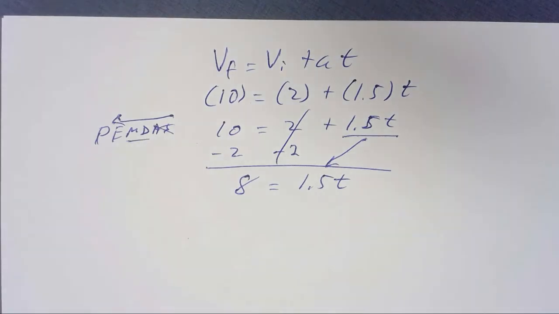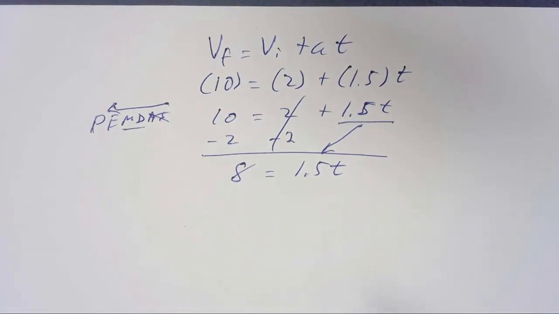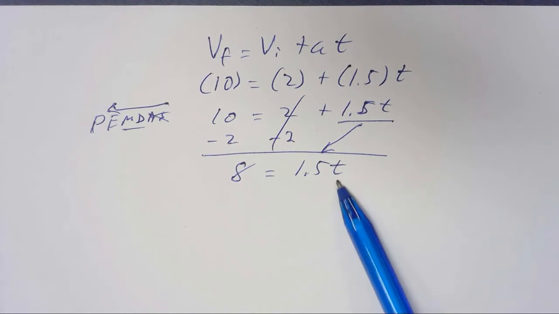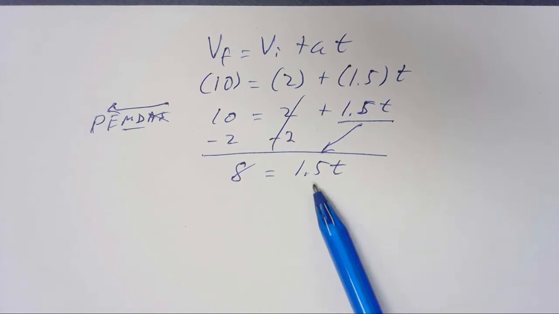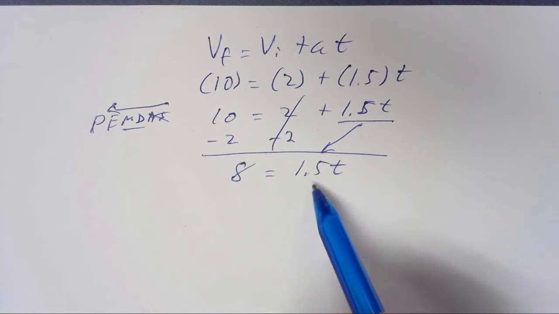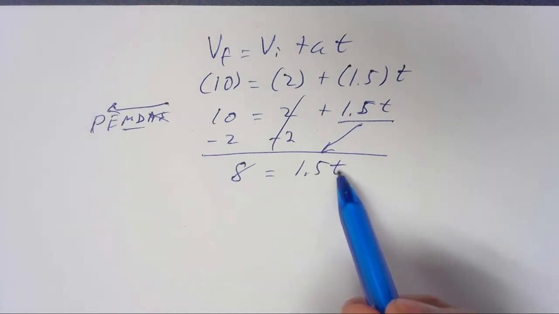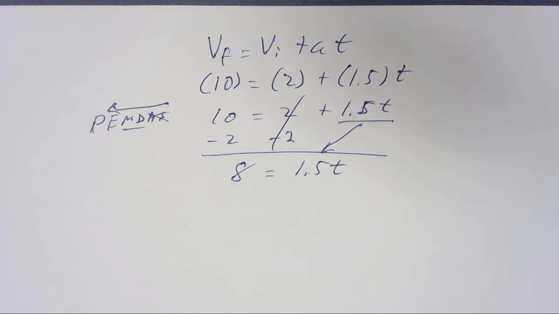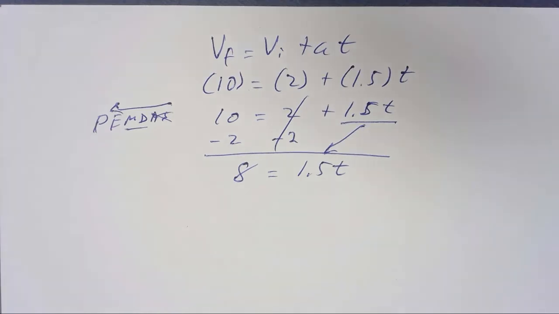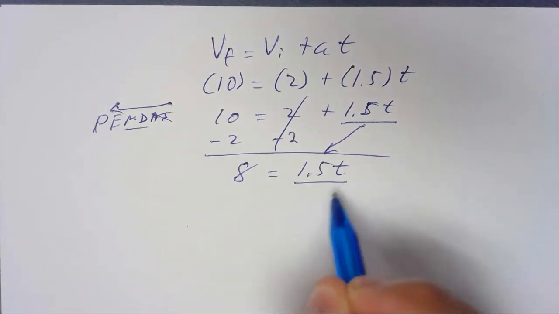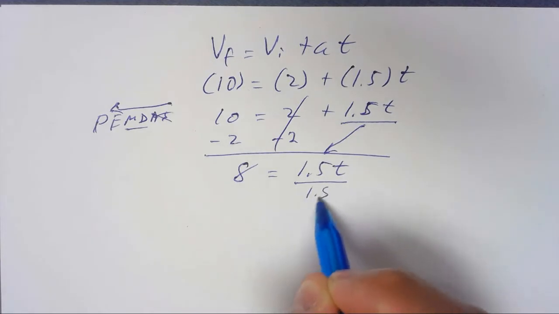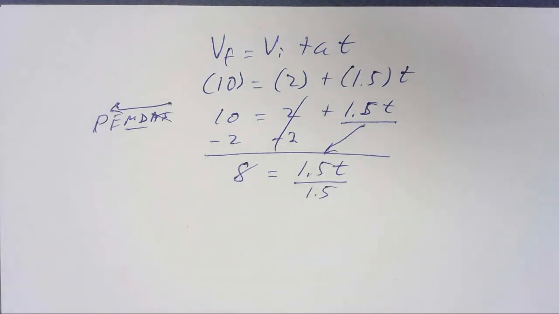Now we're to our multiply and divide step. Remember, I'm trying to isolate this t and get it by itself, which means I want to get rid of everything else beside it. I've got to get rid of this 1.5. The 1.5 is multiplied by the t. I know that because they're next to each other. The opposite of multiply is divide. So I'm going to divide by that number.